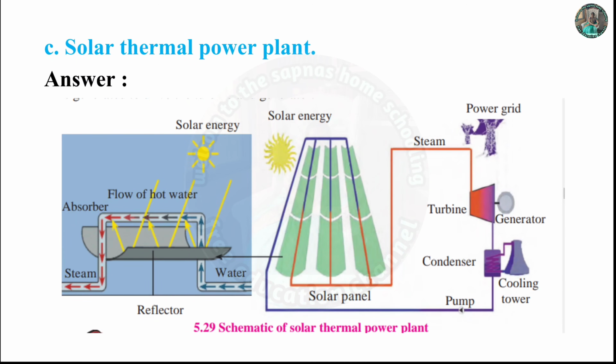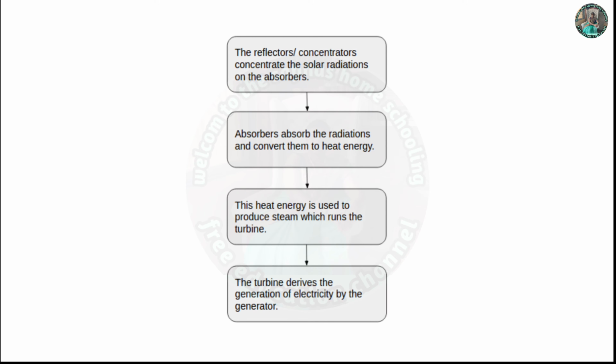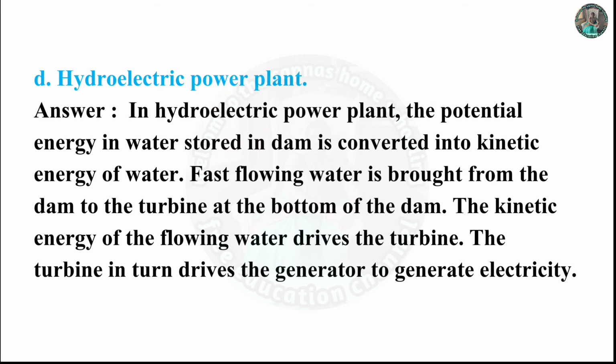C. Solar thermal power plant. This is our diagram of the solar thermal power plant. The reflectors concentrate the solar radiation on the absorbers. Now the absorbers absorb the radiation and convert it into heat energy. This energy is used to produce steam which runs the turbine. This turbine drives the generation of electricity by the generator.